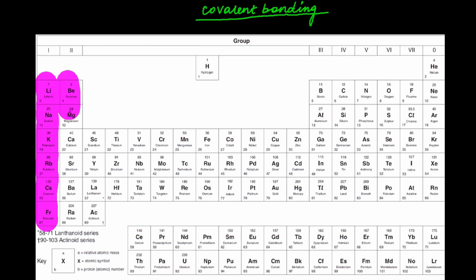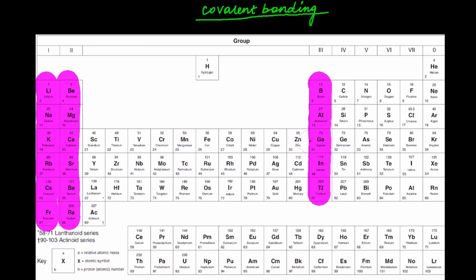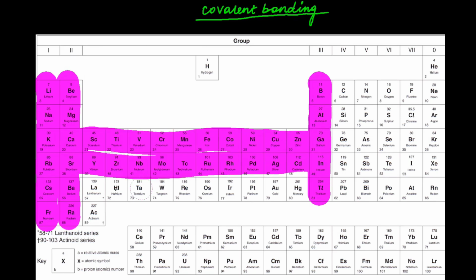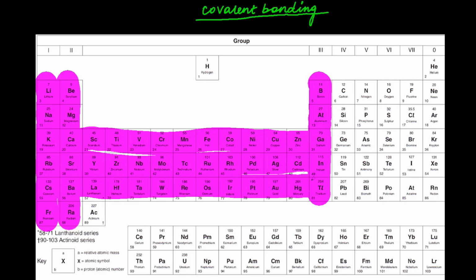1, group 2, and most of group 3, and all these are called transition metals. All these are metals, and when they form a bond with these, which are non-metals: group 4, group 5, group 6, group 7. Don't worry about the others which I have left out. We'll see about that later.